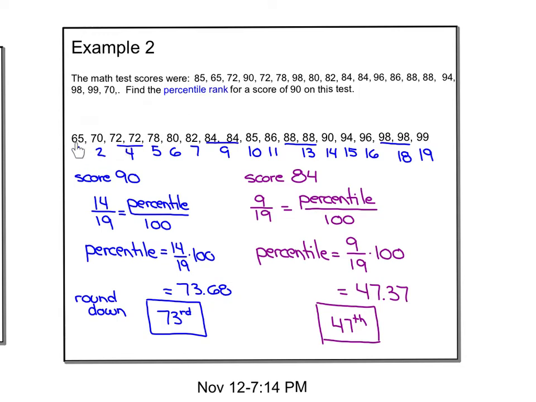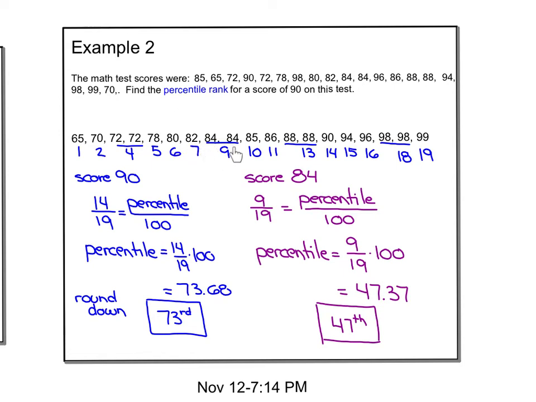Okay, so when we get to a situation where we have multiple test scores of the same score, we don't count that lower number, right? We just skip a number and we call these both ranking number 4. The reason we do that is because then we'll still get the same number of test scores at the very end. Okay, so here we go, 5, 6, 7.